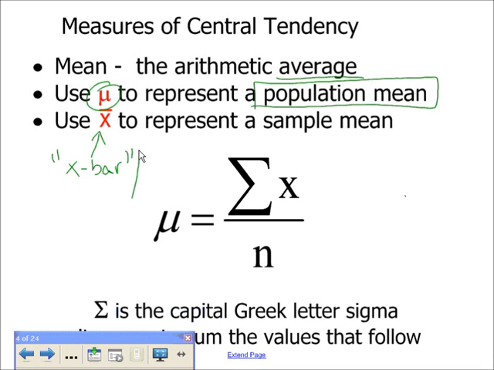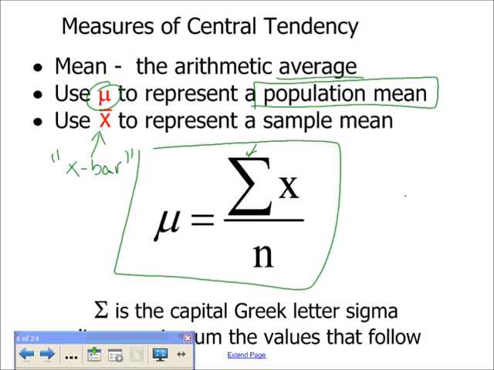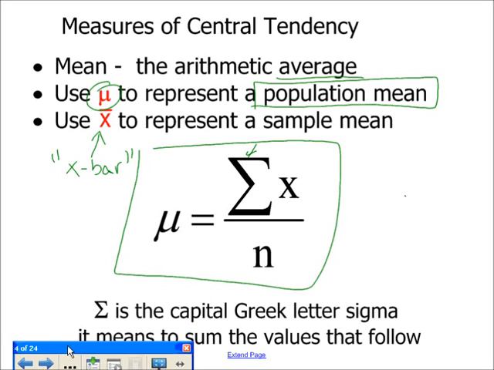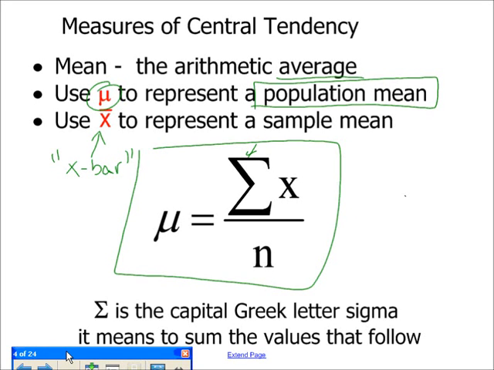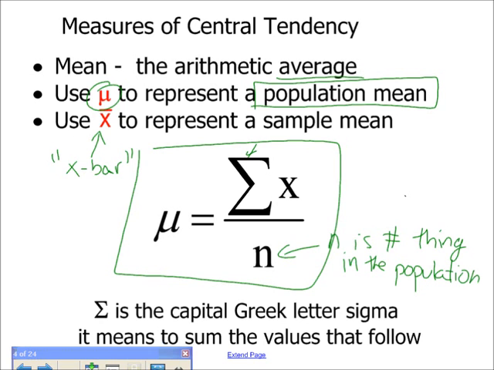Now, this is just a fancy symbol for what you already know how to do. How do you find average? You take all the individual items and you add them up. And that's what this symbol here means. This is the capital letter sigma, just means to add everything up. So you would add up all the values, and then you would divide them by n, where n is the number of things in the population. And while this formula is kind of scary, we all know how to do this.